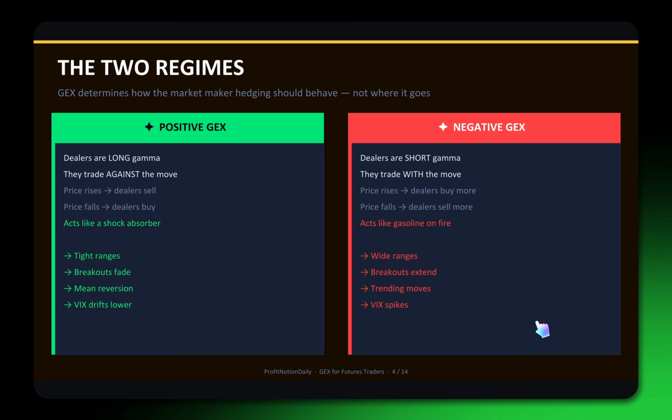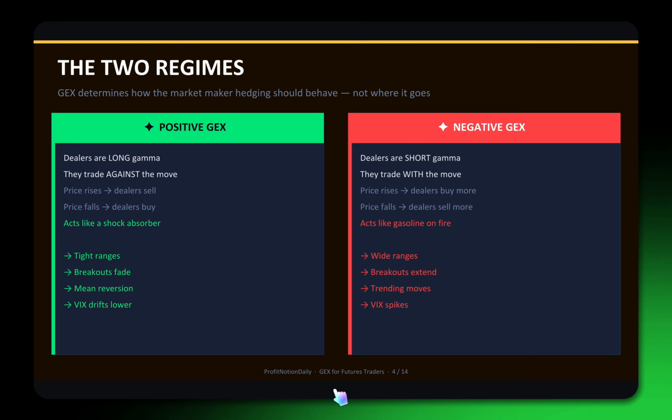In negative GEX, it's the opposite. In that profile, if prices rise, dealers will buy more into it, and if prices fall, dealers will sell more into it, and it basically just accelerates price. From a trading perspective, knowing which type of regime you're in should help you adjust your stop strategy and your take profit strategy based on what profile you're in. I'll talk about this a bit more in the trading section.